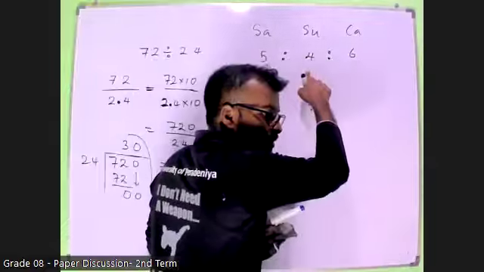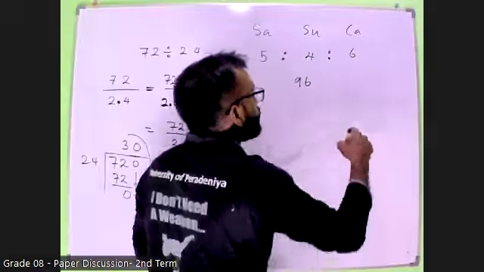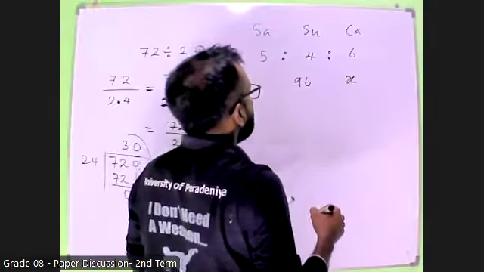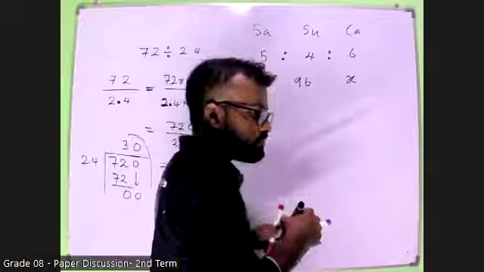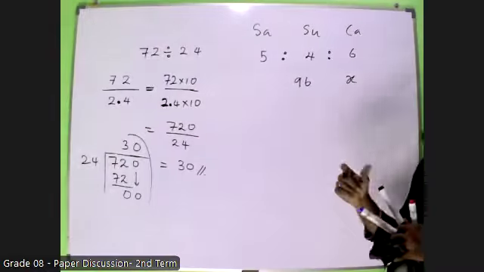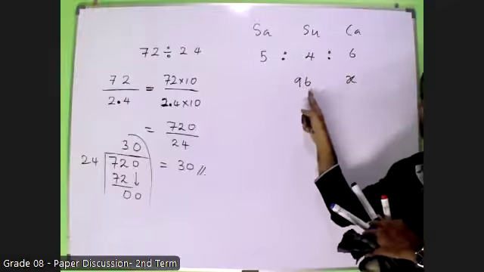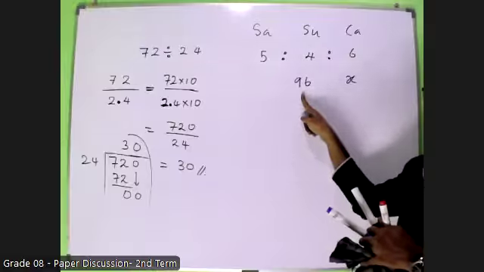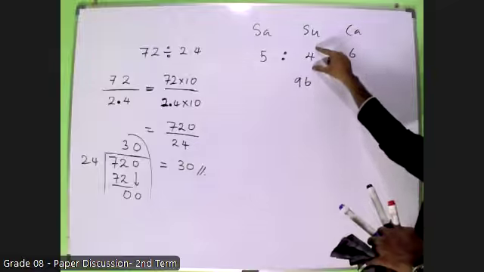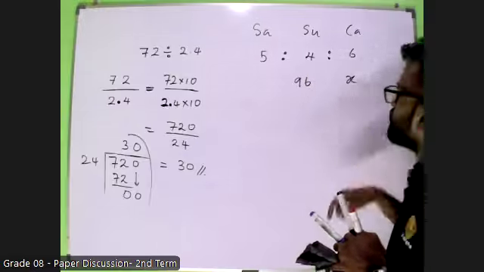Suresh's height is 96. You need to find the height of Kasim. So how do you find it? Very easy, right? 4 parts of Suresh equal 96. So if you want to find the height of Kasim, you have to divide 96 by 4 and multiply by 6.